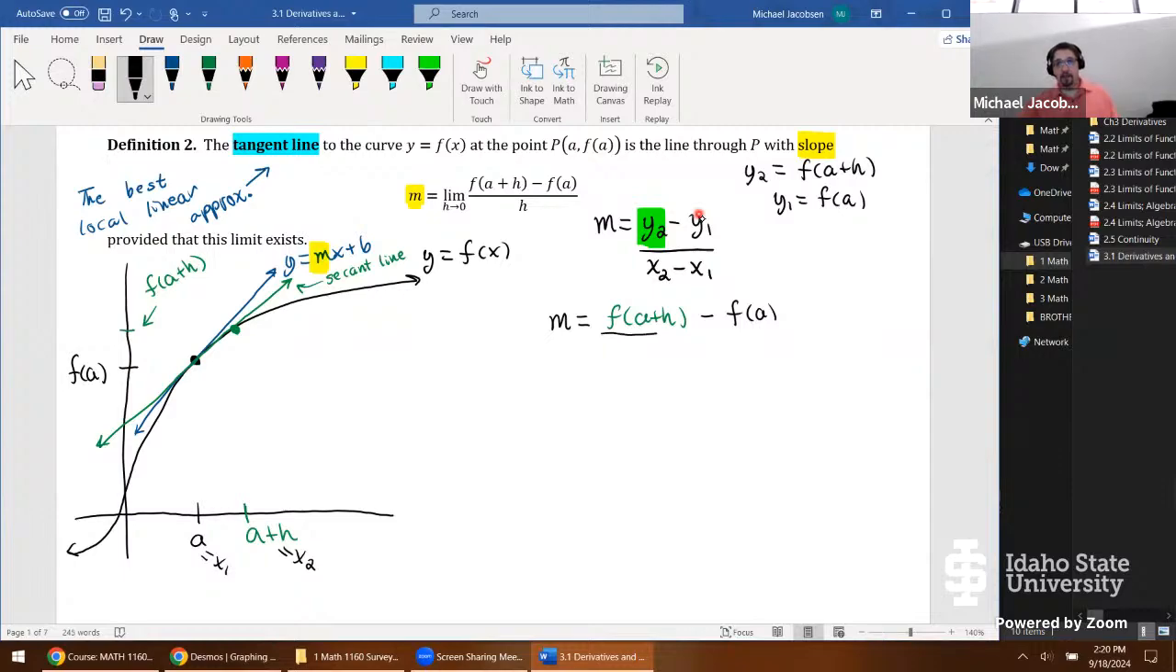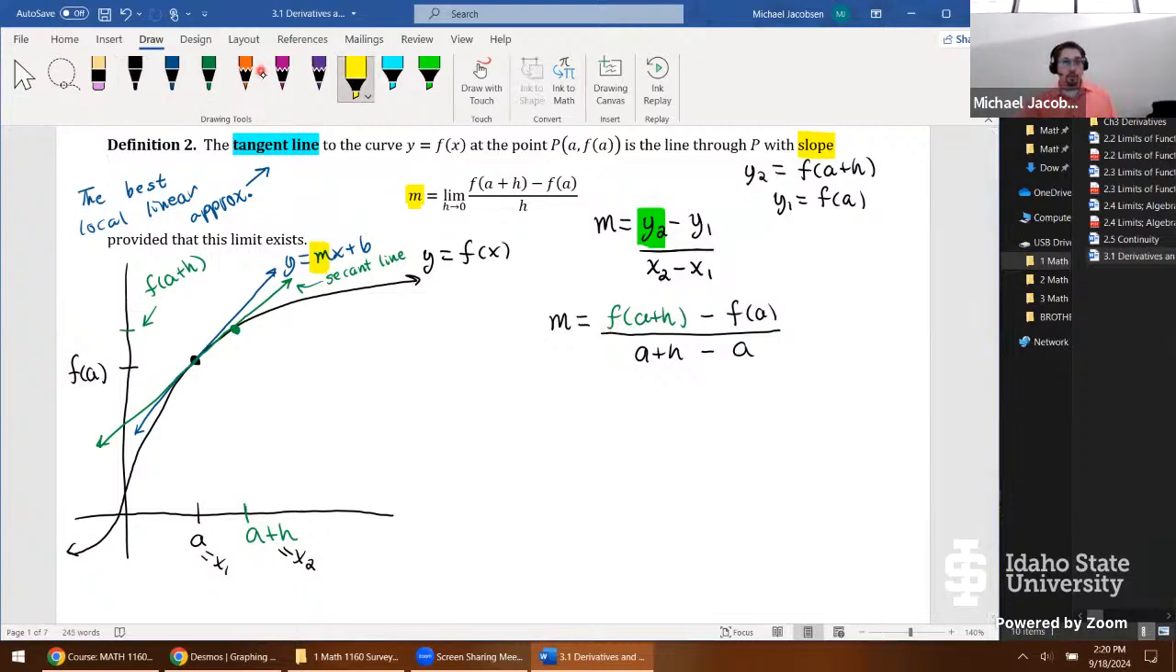All of it's going to be divided by, we go take the x2 value. x2 is a plus h. Notice it's the same thing that's inside the function notation. It's just carried down. Then we go minus x1. x1 down here is just the a, or you could see it by pulling it out of the f of a like that. So that's just using the slope formula.